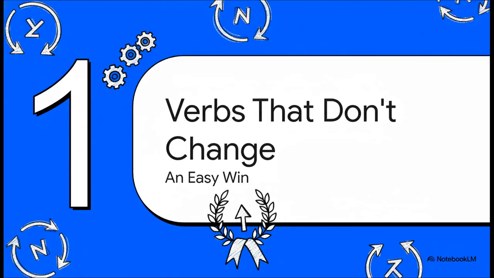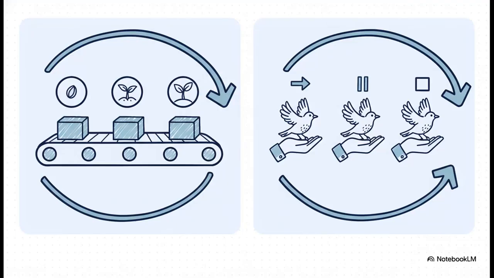So we are starting with the absolute simplest group because, hey, who doesn't love an easy win to get started? These are the verbs that just stay the same, no matter what tense you're using. Just take a look at verbs like put and let. The base form, the past tense, and the past participle are all identical. Today I put, yesterday I put, I have put. See? It's actually beautifully simple, isn't it?